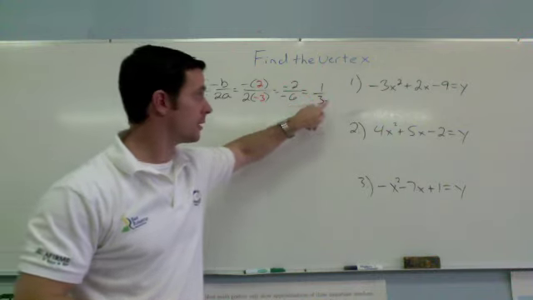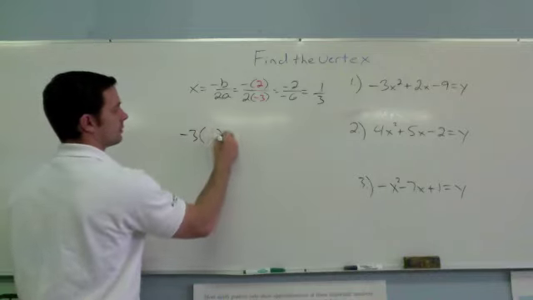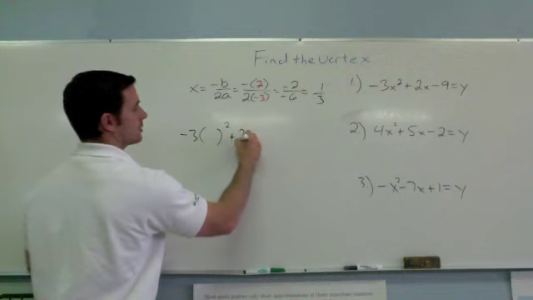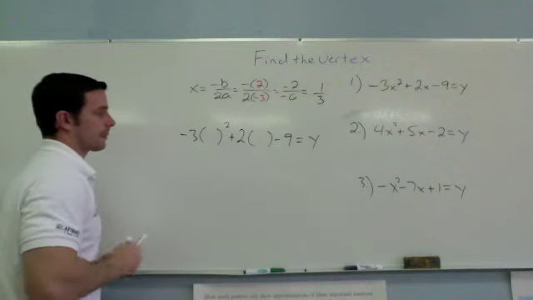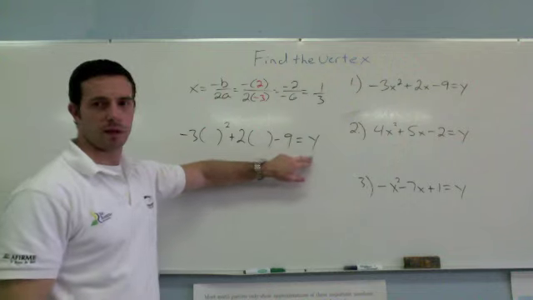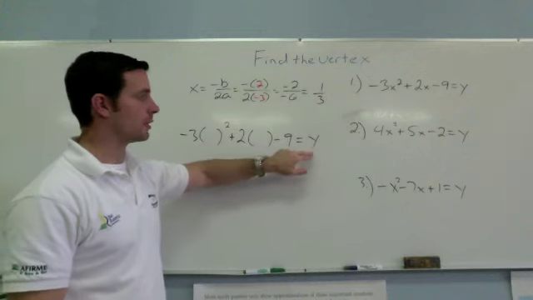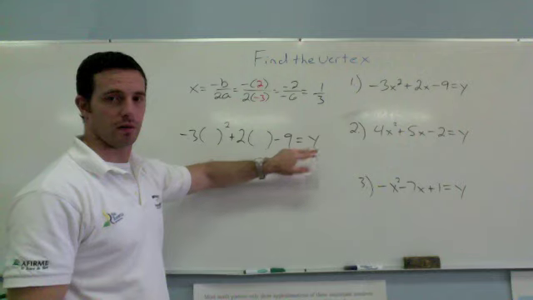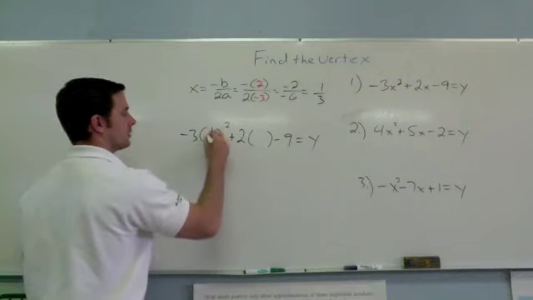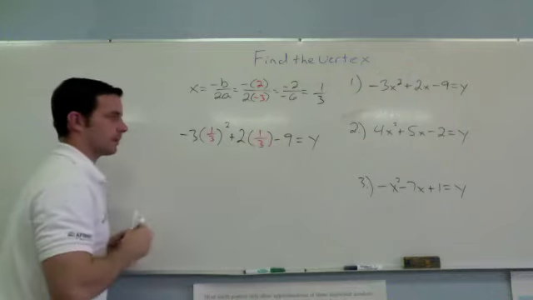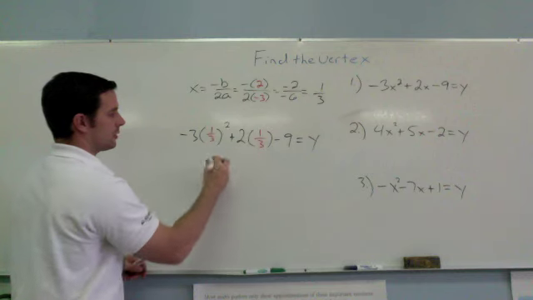Take the 1/3, plug it back in. So that's negative 3 x squared plus 2 parentheses minus 9 equal to y. For this one, keep the y there. Don't let the y disappear, because when we plug the fraction in, we're going to use the y, which will make it easier for working with the fraction. So take my 1/3, plug it in. 1/3, 1/3. From here, 1/3 to the second power is going to give you 1/9.